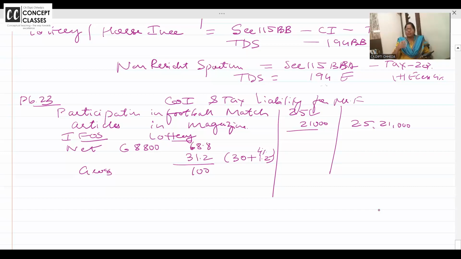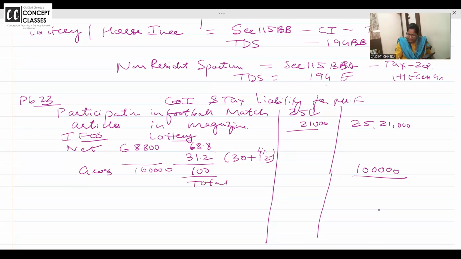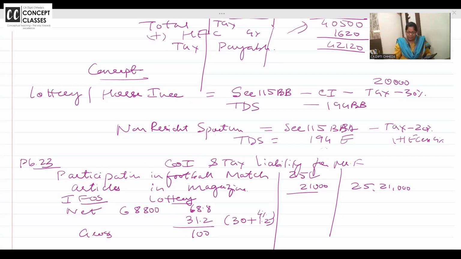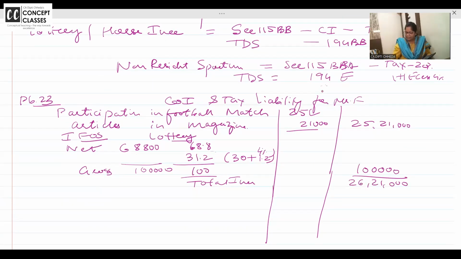Grossing up of income I should not teach you now, it is taught so much in inter. So if you have received 68,800 net, what is your gross income? I hope you can cross multiply and get it will be 1 lakh rupees. 1 lakh rupees. So what is your total income for the foreign players? 26 lakh 21,000. Come on, now quickly we will do the tax liability.